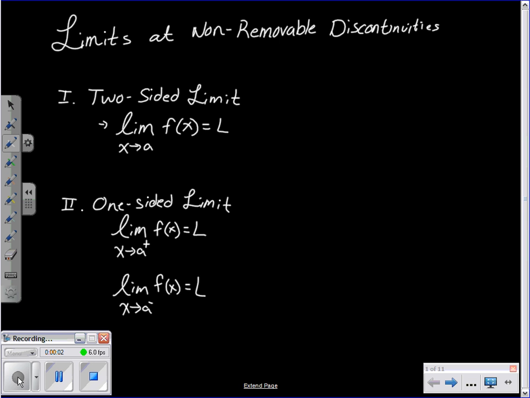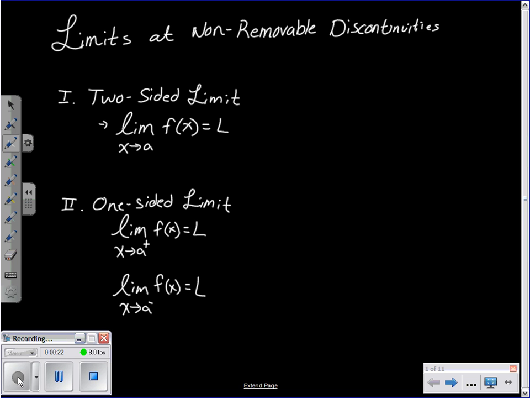About today is how to find a limit at a non-removable discontinuity. And so we need to talk about this idea of a two-sided limit versus a one-sided limit. Up to this point in the class, all we've been finding are two-sided limits. These are things like the limit as x approaches a for a function f of x equals L.